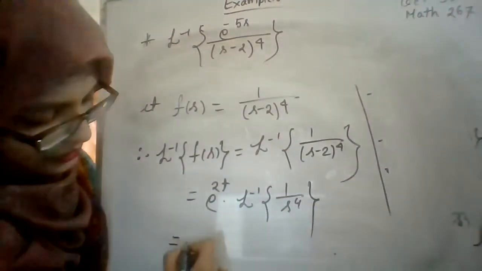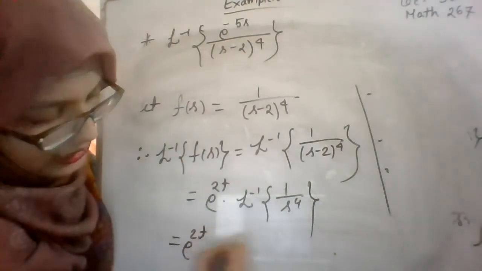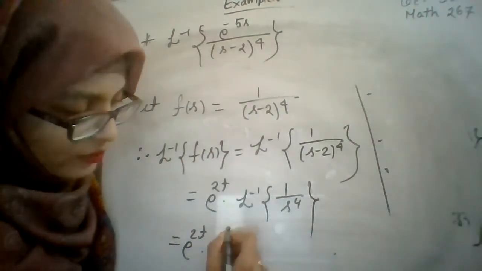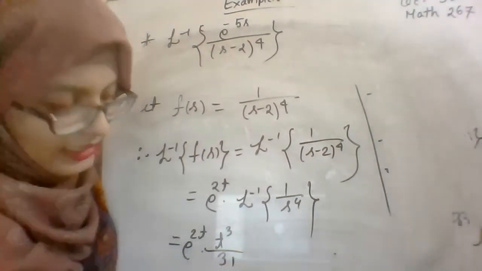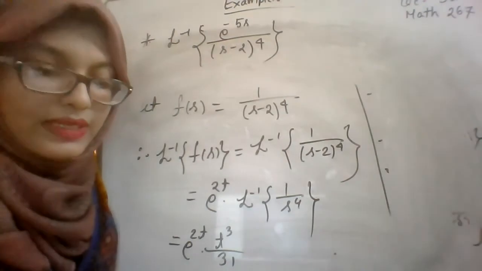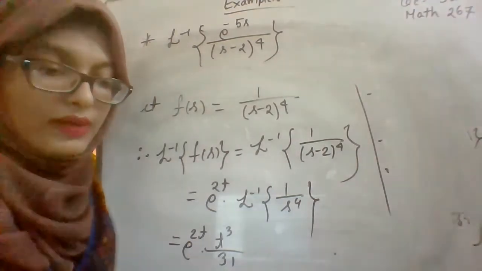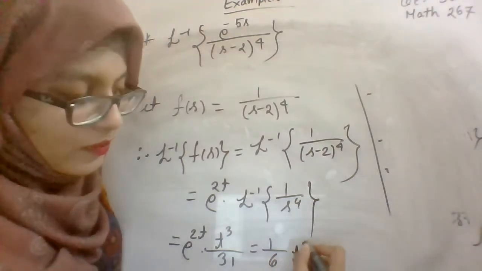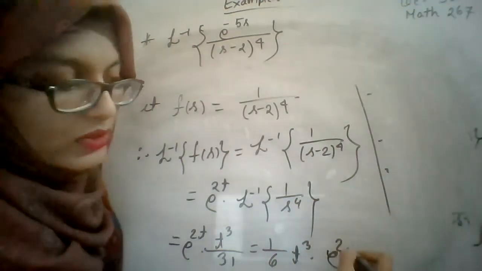And here it can be written e to the power 2t, s to the power n plus 1. That means 3 plus 1. The formula is 3 to the power n divided by n factorial. And n factorial means 3 factorial, and 3 factorial is equal to 6. So the result for this term will be 1 by 6 t cube into e to the power 2t.